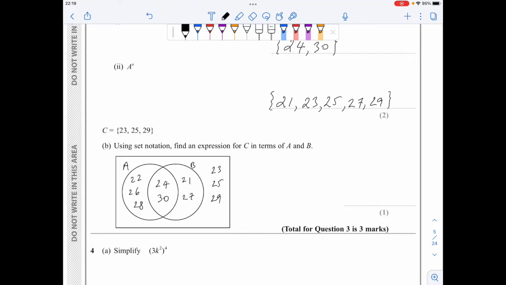Now, set C are the elements outside of A and B, and these can be written in two ways. You can either think of this as A union B dash, or A dash intersection B dash. Both of these are equally accepted.